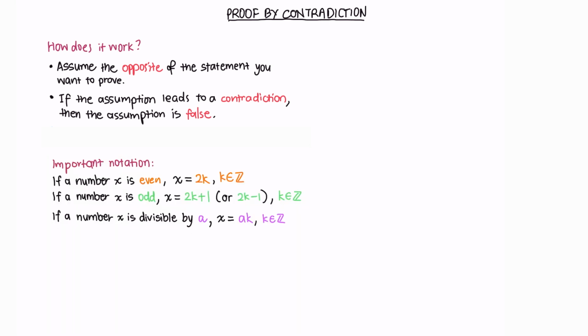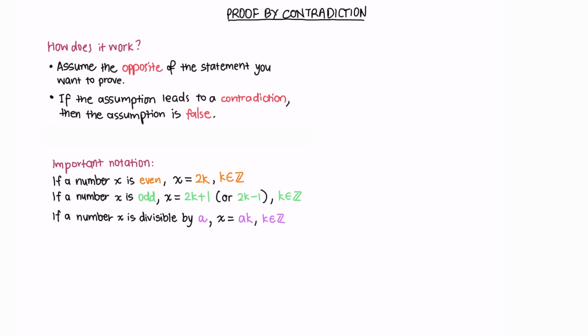Before we start, when we talk about proofs, we need to use proper mathematical notation. If they mention that a number x is even, what we can say is x = 2k, where k is an integer. This is because x can be 2, 4, 6, 8, 10, and can also be negative: -2, -4, -6, and so on. If a number x is odd, then x = 2k + 1, or you can say 2k - 1, again where k is an integer.